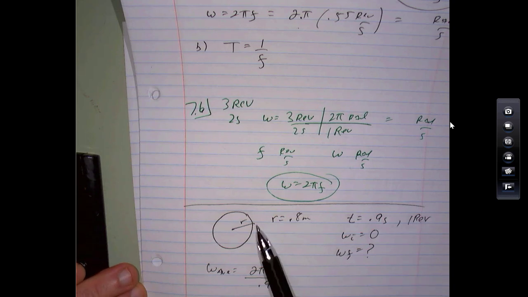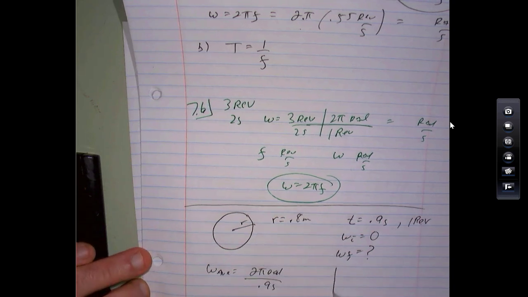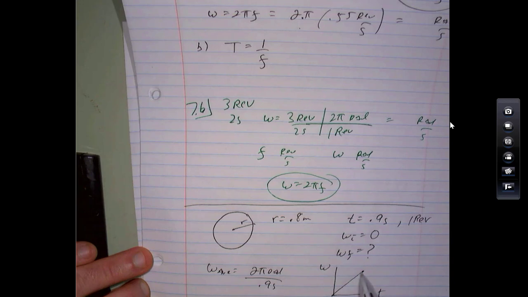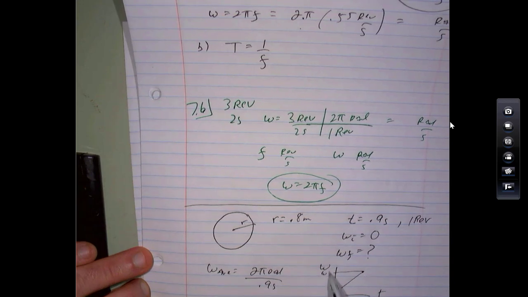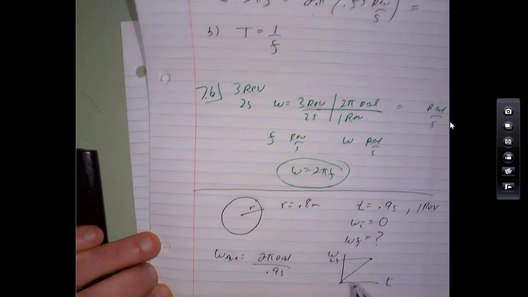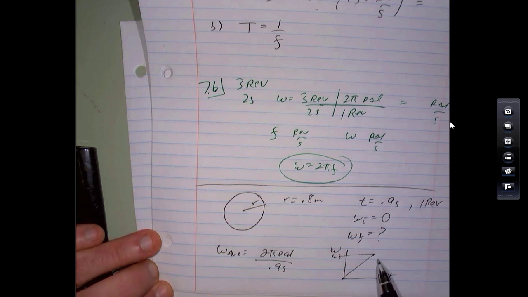You start from rest. On a graph of omega versus t, you start from rest and get up to the final amount. This is the final amount, starting from rest. But if you just take 2 pi divided by 0.9, that would give you the average. So that's half of the final, right? The average would be half of the final.